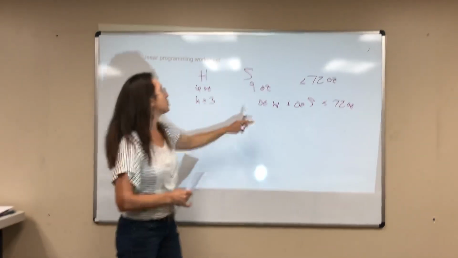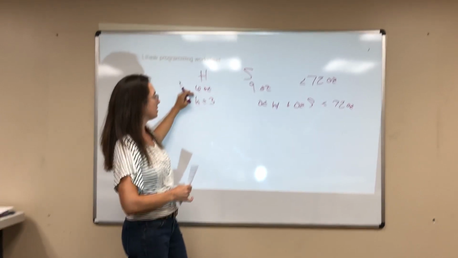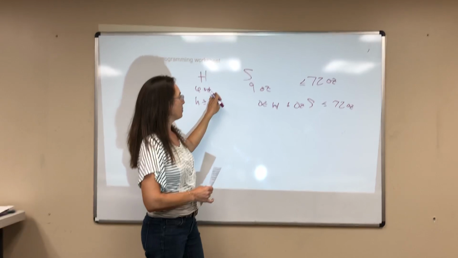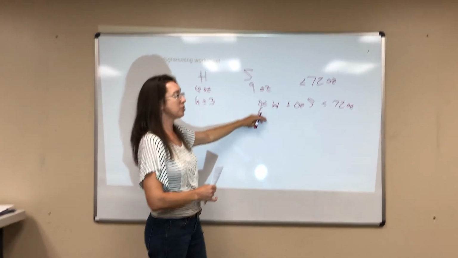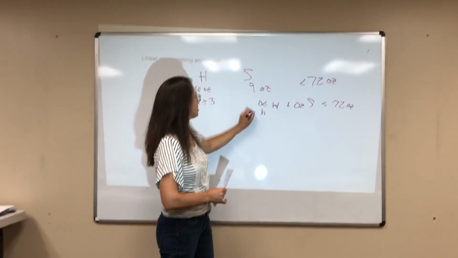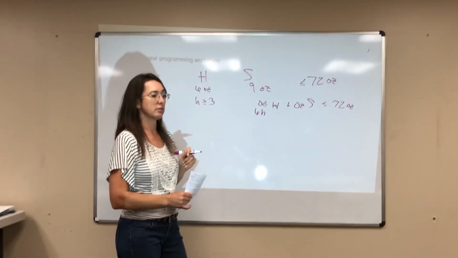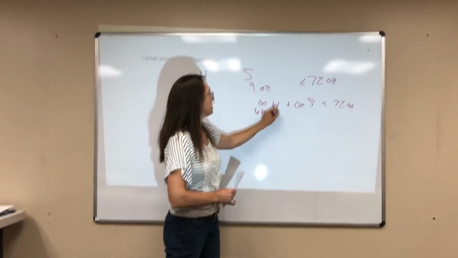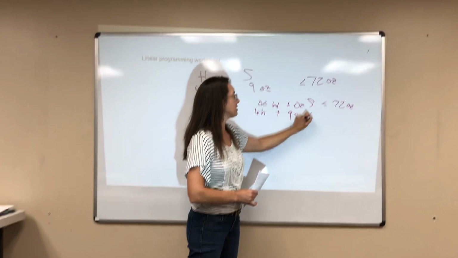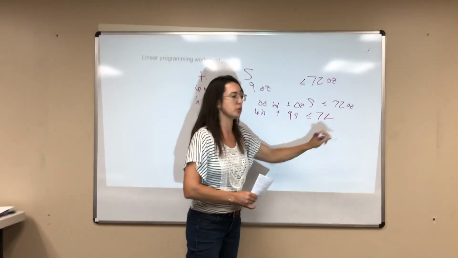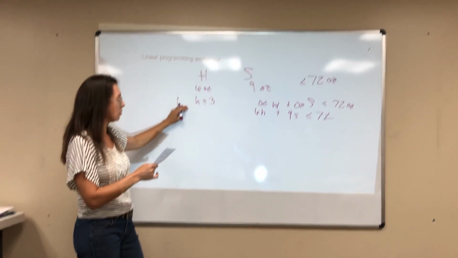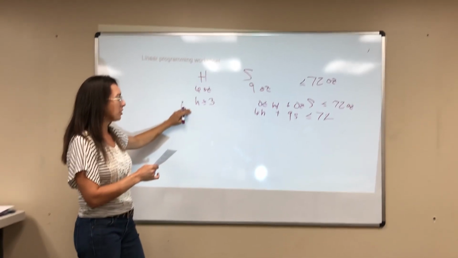So how do I get my ounces of hats? We're just writing out our equation. Each hat uses 6 ounces, right? Plus 9 for every scarf, 9 ounces for each scarf, has to be less than or equal to 72 ounces, correct? And hats also has to be greater than or equal to 3.